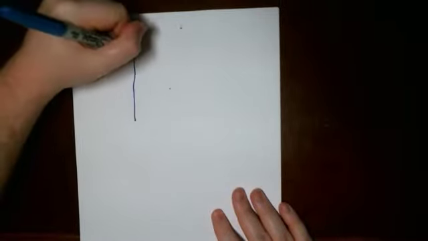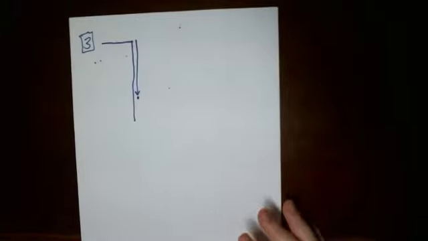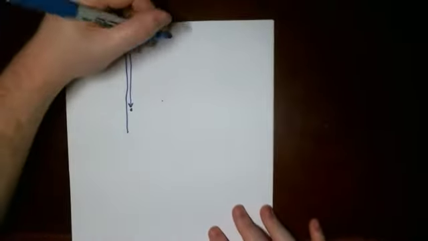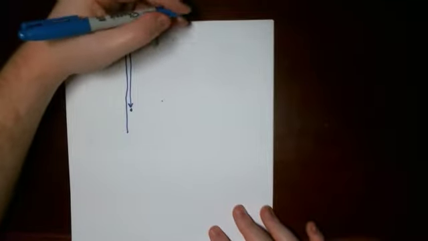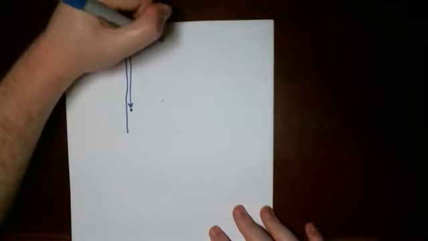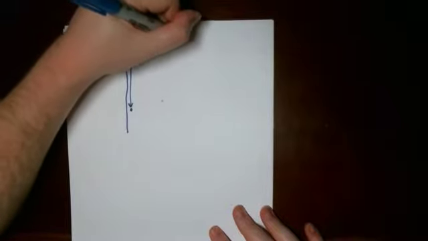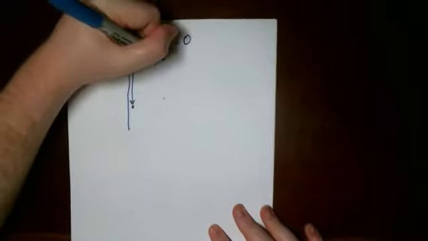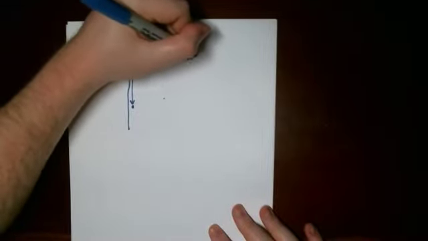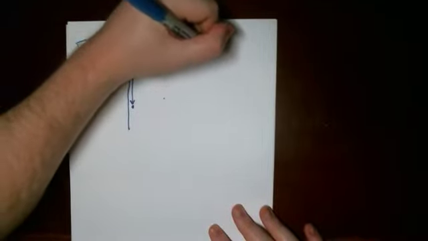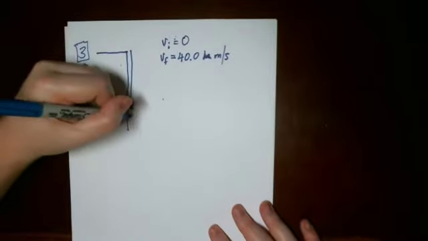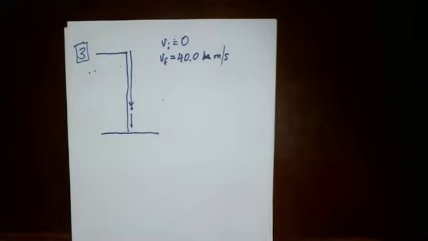All right, number 3. We have a rock dropped from the edge of a cliff. I'm going to draw this out a little bit. So here's the cliff, and here's the rock falling down. And it's going 40 meters per second when it hits the ground and it's dropped, which means we're assuming that if it's dropped, it starts from rest. So Vi equals 0, and Vf equals 40 meters per second when it hits the ground at the base of the cliff.